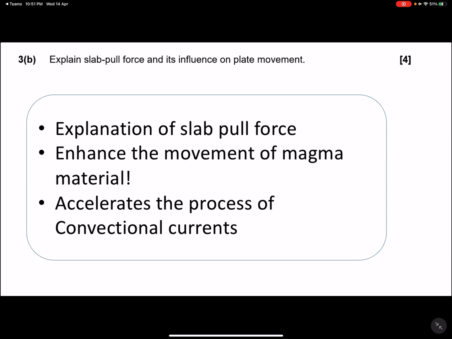So what does this do? This actually enhances the movement of magma material, okay, and it accelerates the process of convection currents that will lead to plate movement being more dramatic. So it is not on its own very efficient, but it is an enhancement, okay, to the convectional currents that exist within the mantle itself.